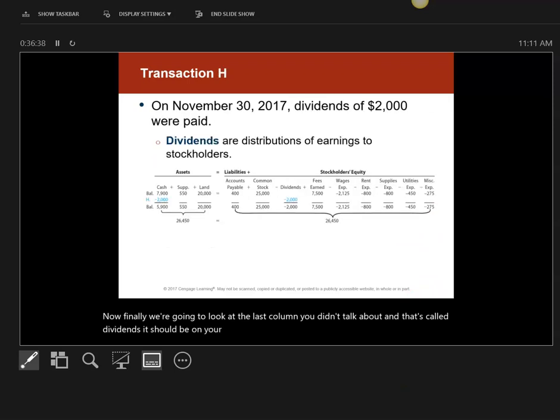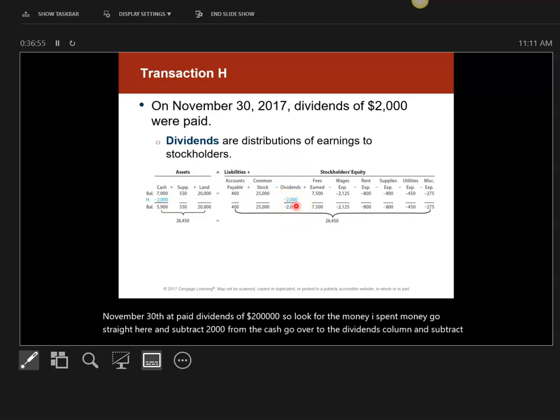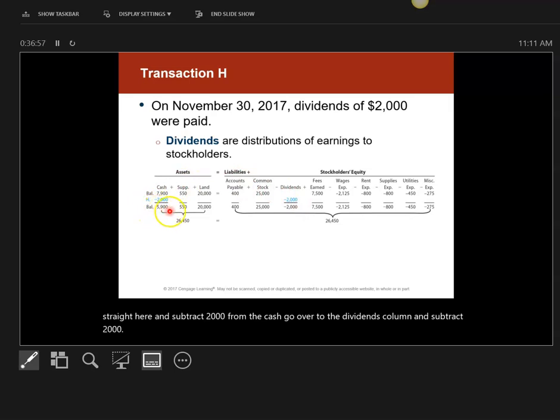Dividends are when you pay yourself as an owner. So November 30th, I paid dividends of $2,000. So look for the money. I spent money, go straight here and subtract $2,000 from the cash. Go over to the dividends column and subtract $2,000. And then run your balances.